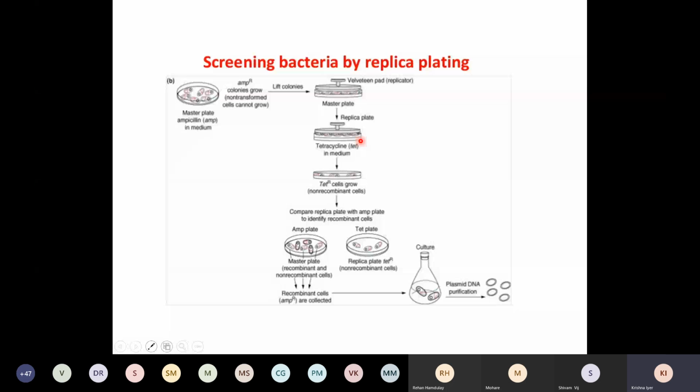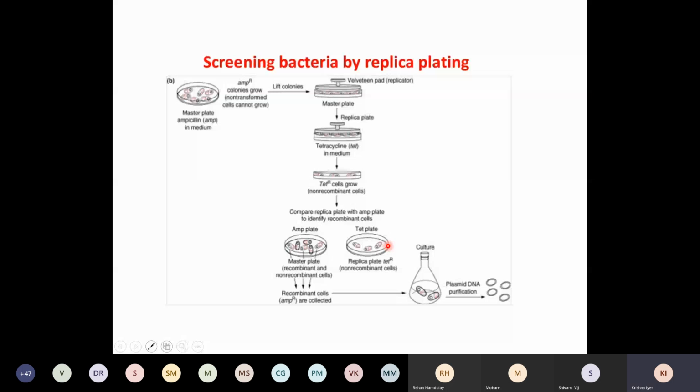So what will happen now? As all of these colonies start to grow at the same location on this plate, only those which are able to resist tetracycline will be able to grow. All the others which are sensitive to tetracycline will perish. For example, let us say I did this experiment and I find that in this petri plate, only 3 of these are growing. What this is telling me is these 3 bacteria are resistant to both ampicillin as well as tetracycline.